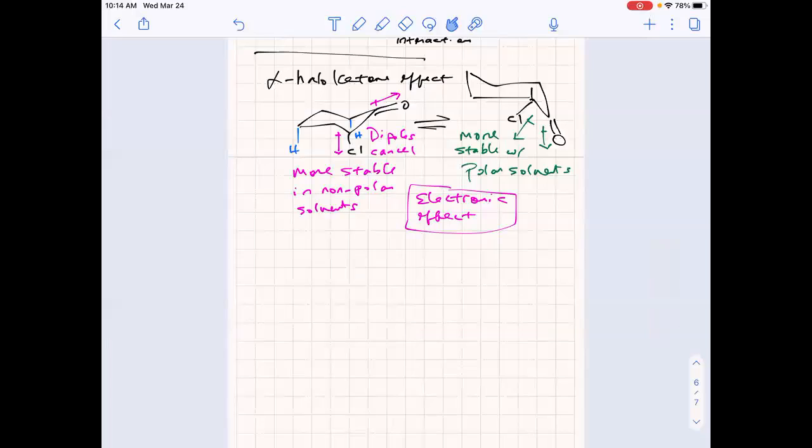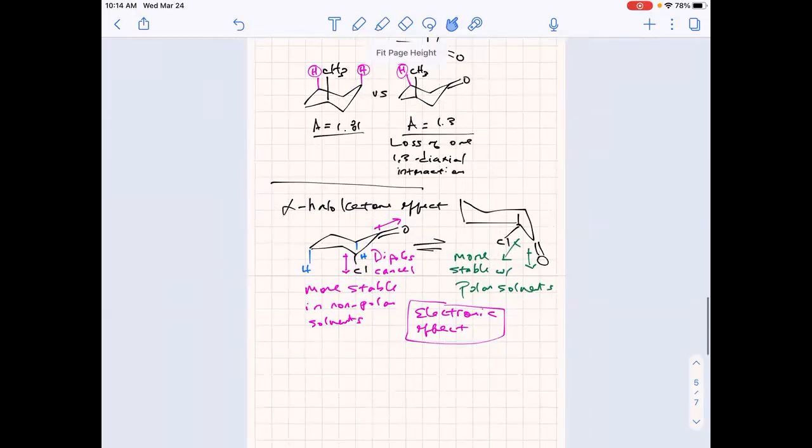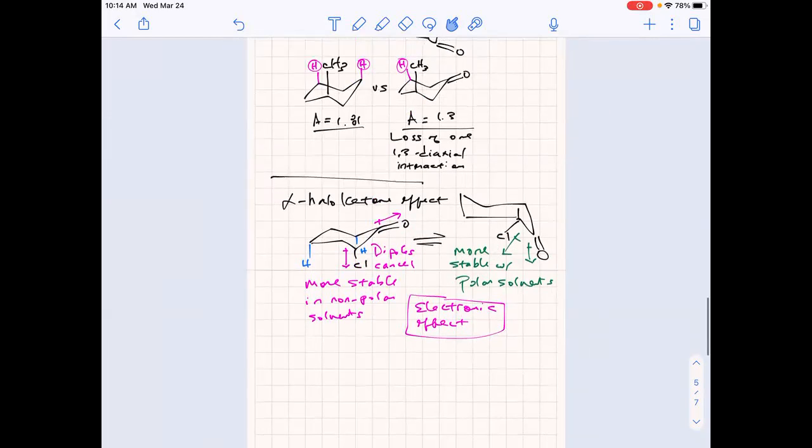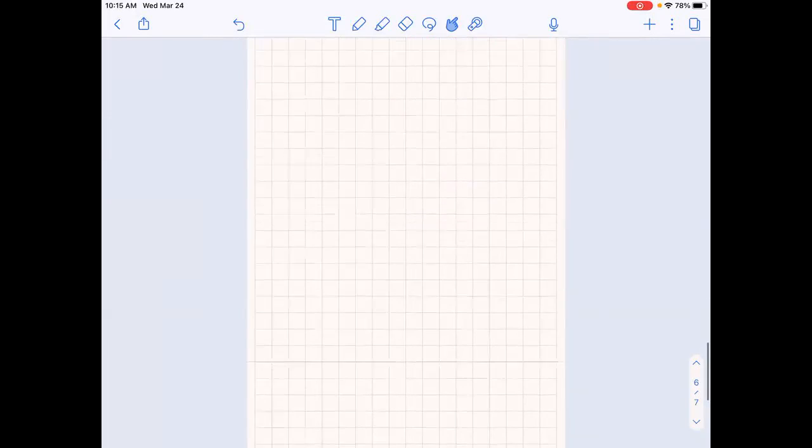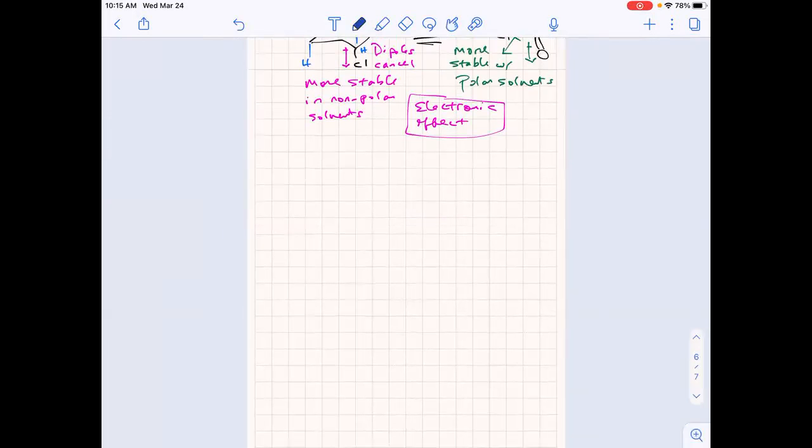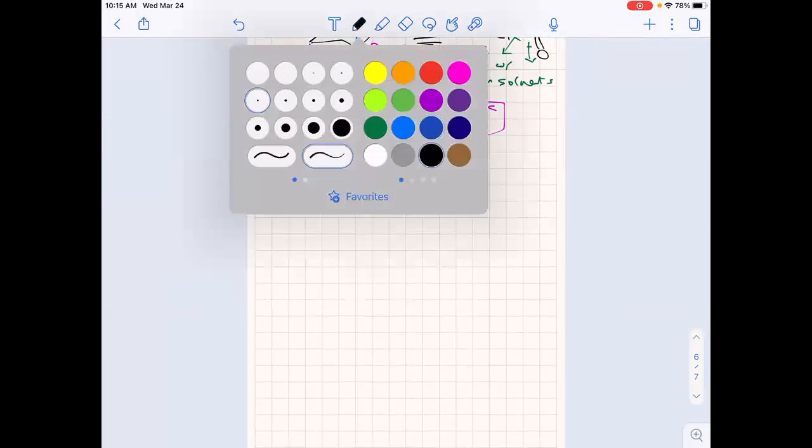All right, so we're gonna just jump back in where we were. We left off talking about this alpha halo ketone effect. We talked about A values, and we talked about 1,3 diaxial interactions, so on and so forth. So today we're gonna start talking about another phenomenon with these cyclic systems.